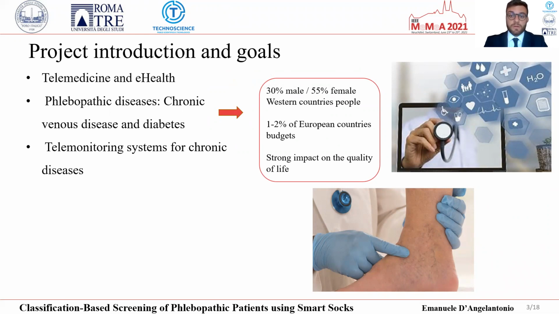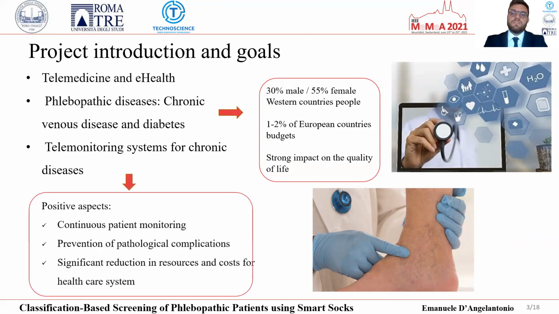They have a very strong impact on the quality of life of people, and also due to their chronicity, these pathologies cause huge expenses for the healthcare system. As an example, only venous disease costs are estimated around 1–2% of European countries' budgets. For these reasons, it is important to prevent phlebopathic pathologies, and it is crucial to continuously monitor patients in order to avoid the onset of complications.